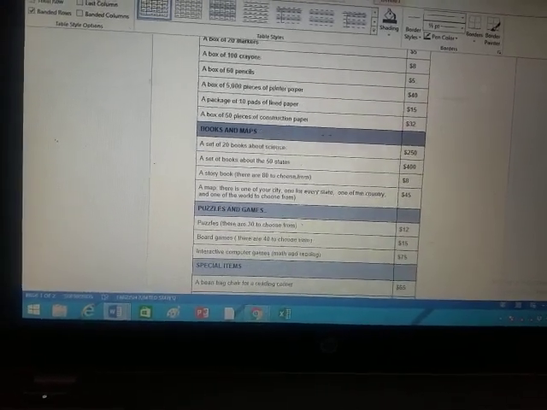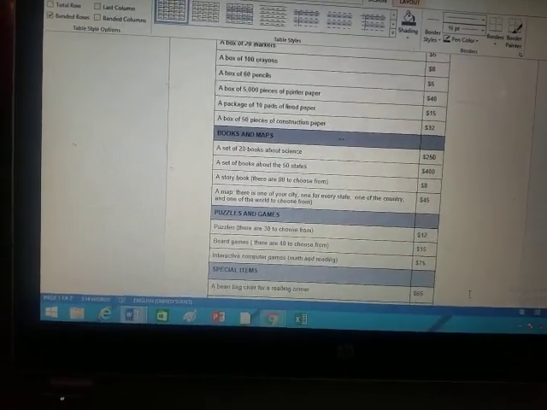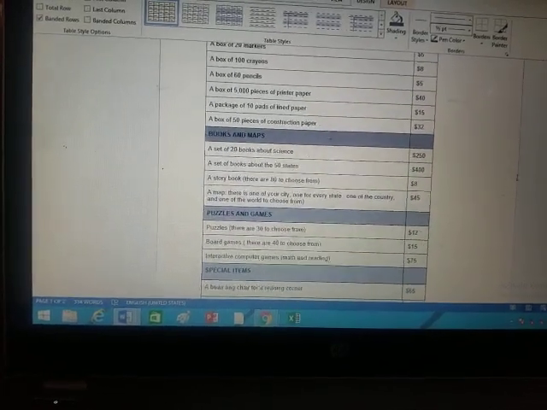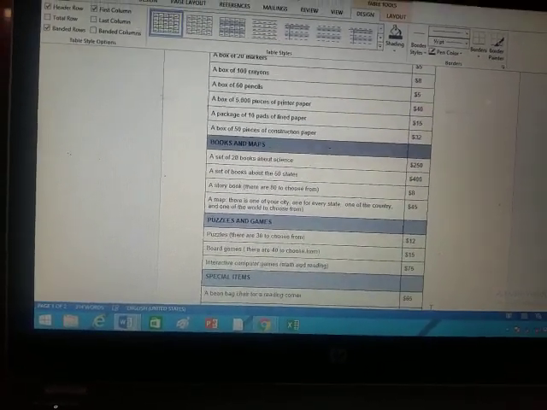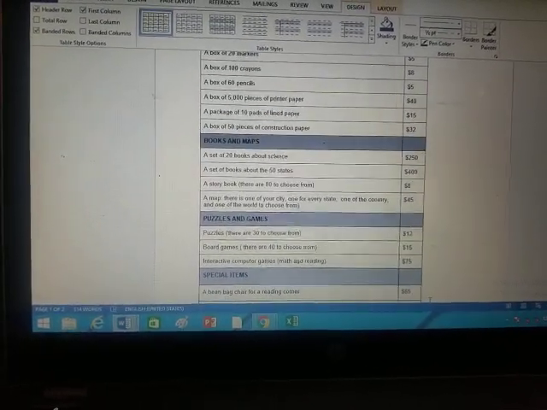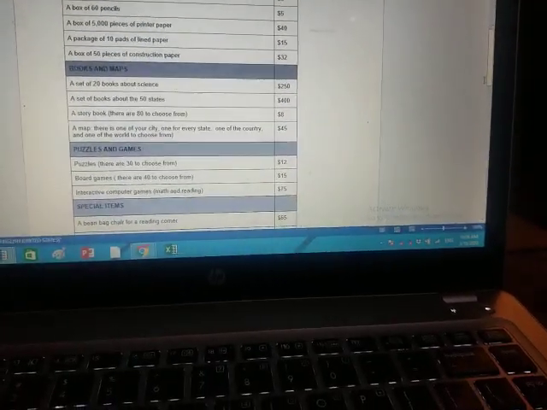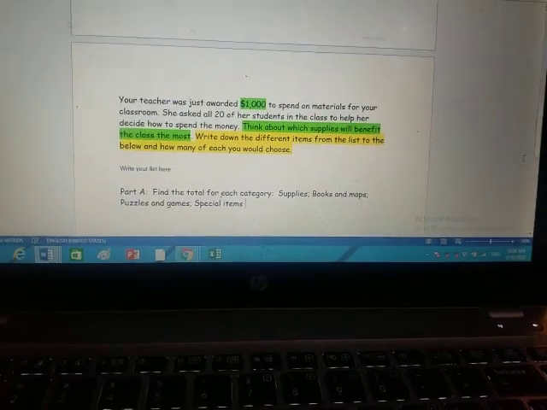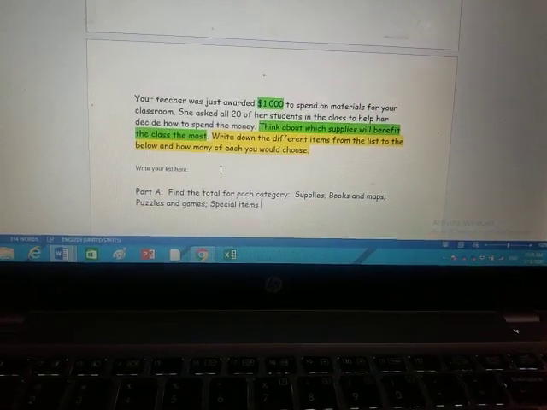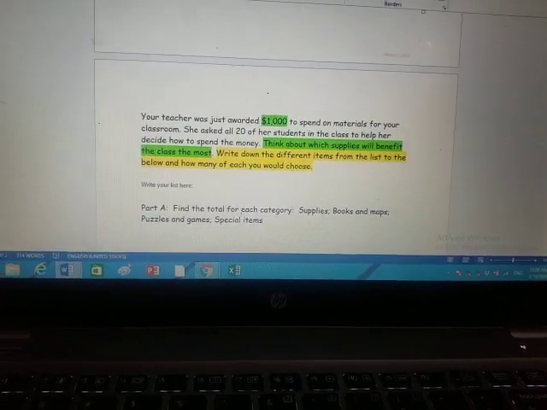Now, personally, if you've seen my library, I have a lot of books. So do you think I really need more books? Yes or no? Or do you think I need more things like pencils that go missing all the time, crayons, construction paper, paper for doing our spelling tests and stuff. What are the things that you think that I need the most? And I'm going to scroll down. You need to write down the different items from the list below and how much of each you would buy. So right over here, I want you to write a list of all the things that I need for my classroom.